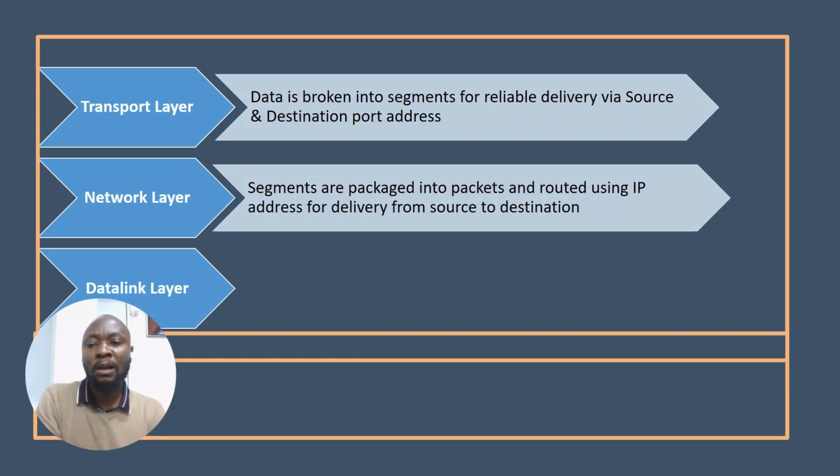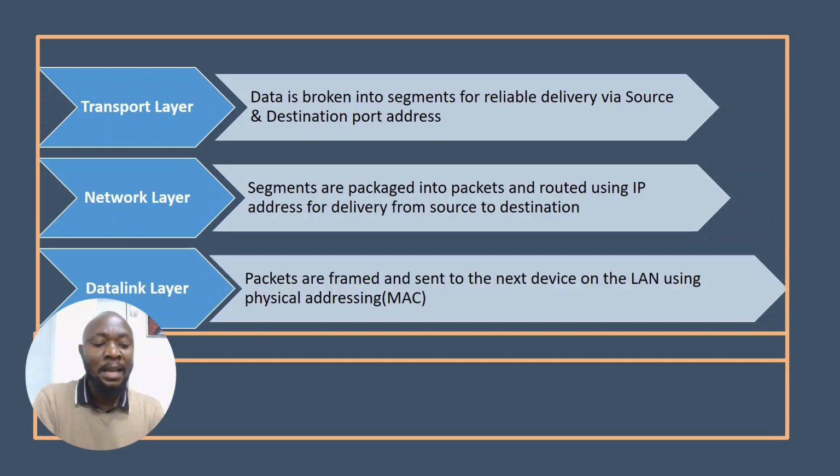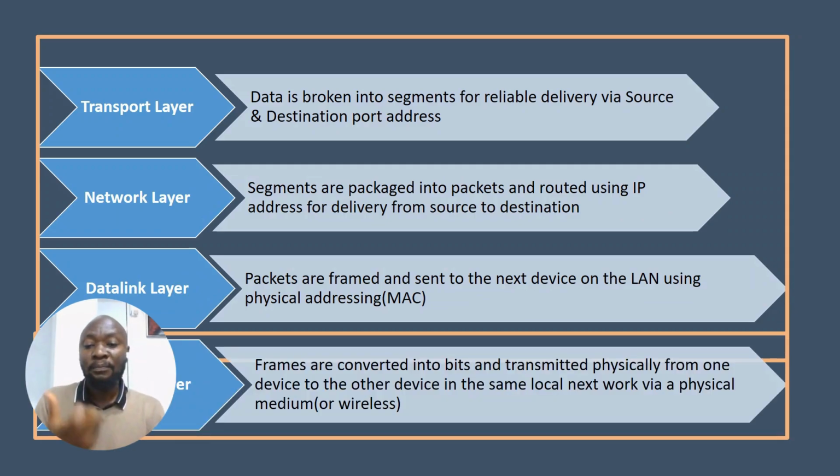After the network layer, we have the data link layer. When the data arrives at the right network, the data link layer is where the packets are framed and sent to a local area network using the MAC address. Devices on the local area network have what we call the MAC address, and these packets from the network layer are broken down into frames and sent to the respective devices on the network, and then the devices transmit to the actual devices on which the user exists.